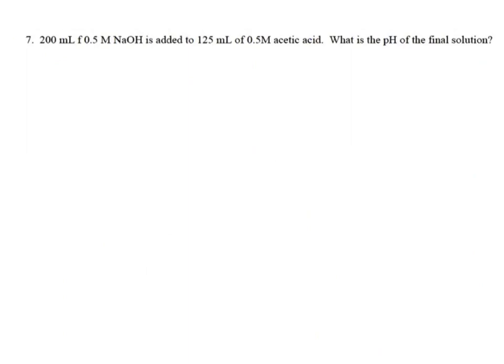So that was a hydrolysis situation. Now we are going to number 7. This time we have 200 mils of 0.5 molar sodium hydroxide added to 0.5 molar acetic acid. So we take our strong, we add it to our weak, and we end up getting water and the acetate ion.